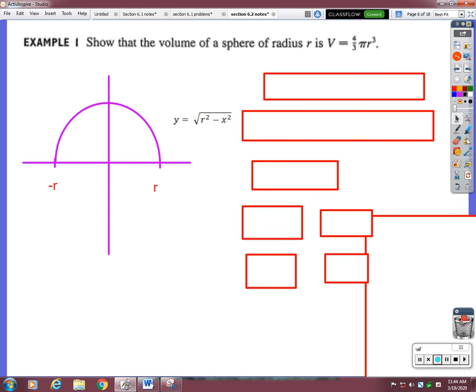So here's our setup. What we're going to do is take this semicircle right here, and we're going to rotate that around the x-axis. And hopefully you can kind of visualize that and see that if we do that, what we'll end up with is a three-dimensional sphere instead of this two-dimensional semicircle. The radius of the sphere we're going to say is r, and so that's why this is going from negative r to r, because that's the radius of this.